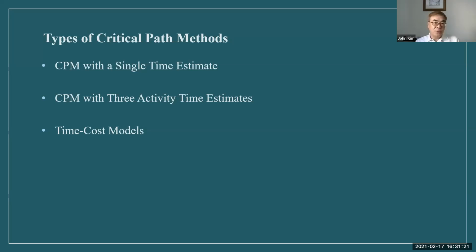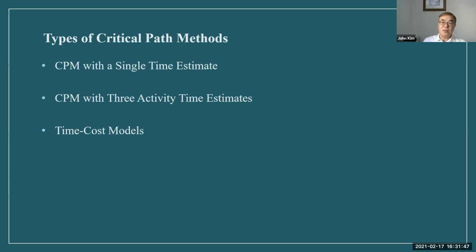Types of critical path method. The first is the critical path method with a single time estimate. The second is the critical path method with three activity time estimates. And the last one is the time-cost model. Usually the time-cost model is PERT. The others are critical path method.